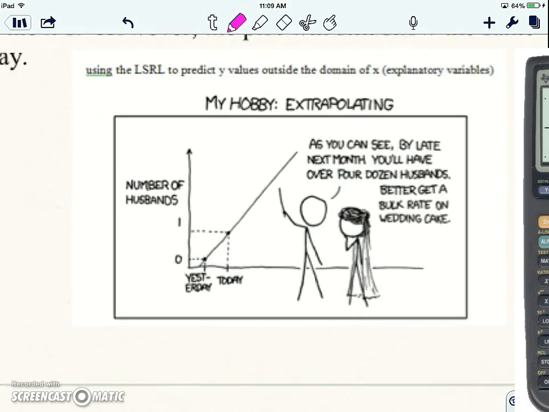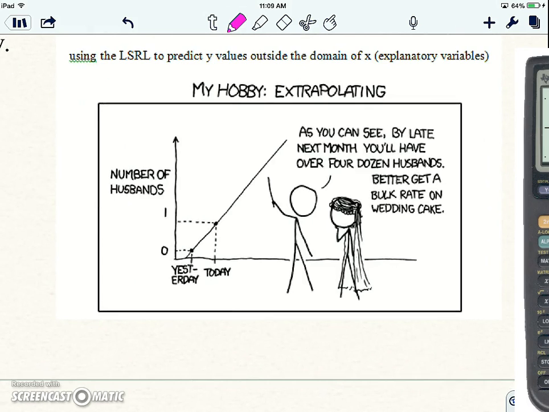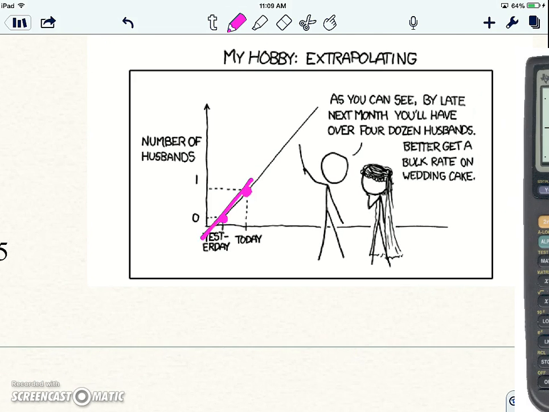Here's my little joke about extrapolation. Okay, as you can see, by late next month you will have over 4 dozen husbands. Better get a bulk rate on wedding cake. Well, this was only 2 points. So yes, from yesterday to today they had a direct correlation of getting married. She picked up a husband, but she's not going to keep picking up husbands, right? The domain is different, so it's just kind of funny.